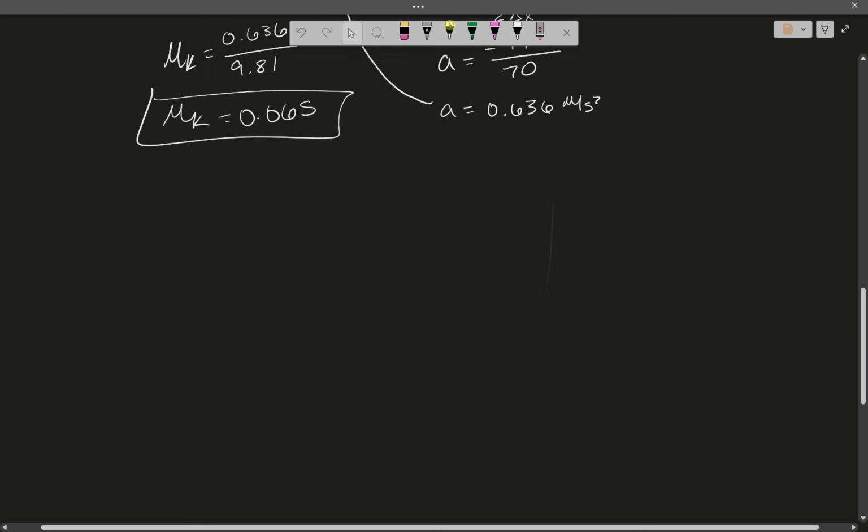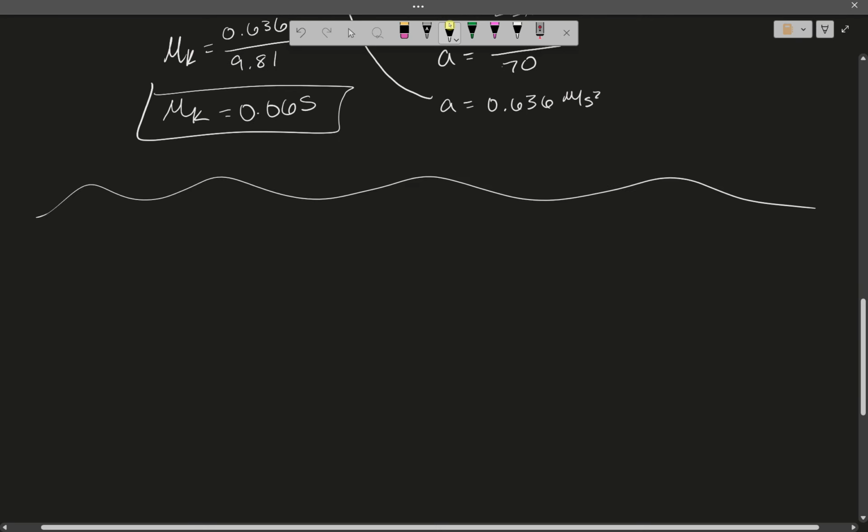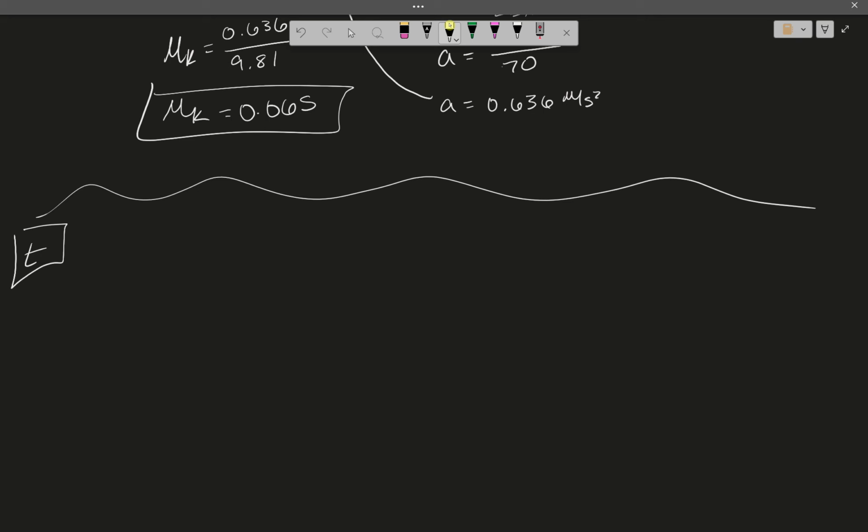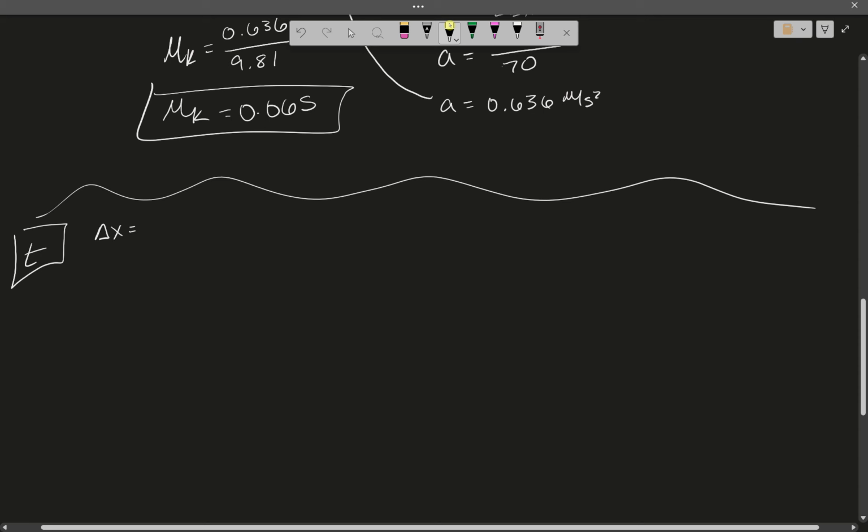So the next thing that it wants us to solve for is how long it's going to take for these cars to come to a stop. To do this, I'm going to use kinematics because I have that my change in position is 35 meters. My initial velocity is 6.67 meters per second. My final velocity is 0. I have an acceleration of 0.636 meters per second squared.